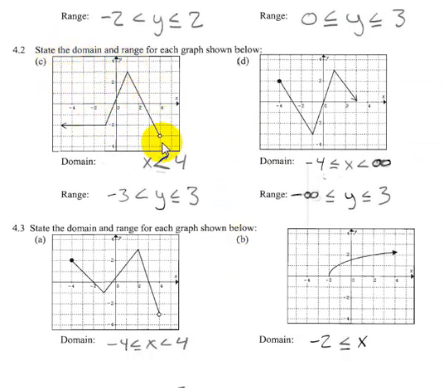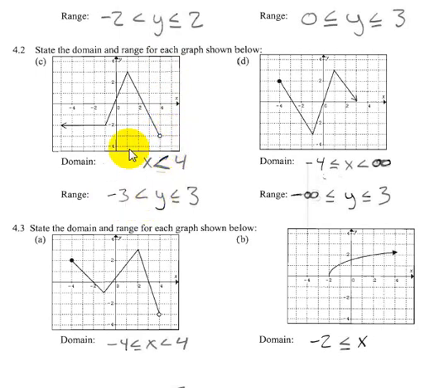So my domain, possible x values. So my smallest x, remember x's go this way, left and right. My smallest one is -infinity. Negative infinity is less than x, or you can just write x. X is less than 4, because that's my largest x value.